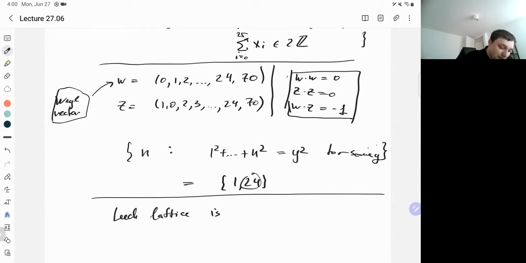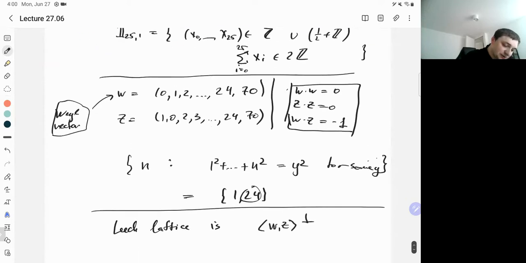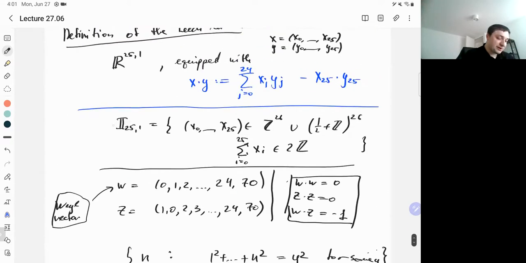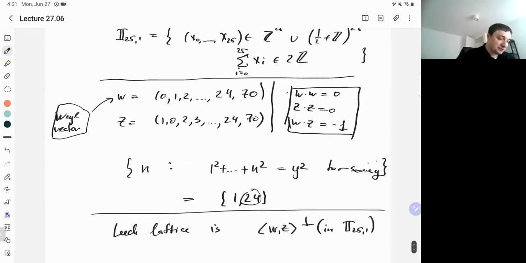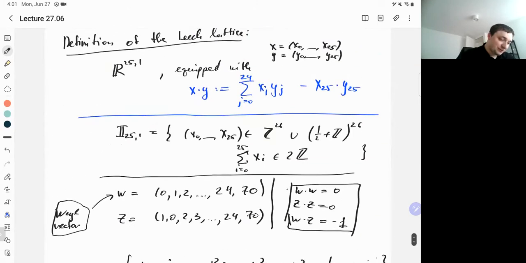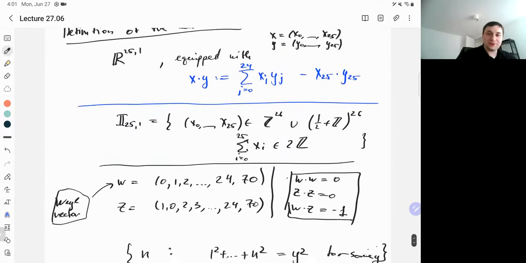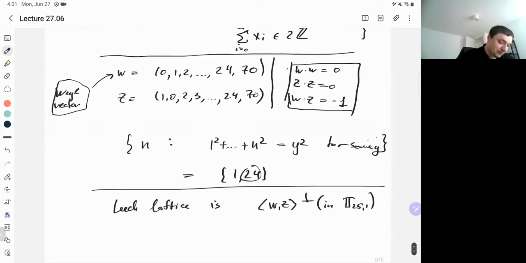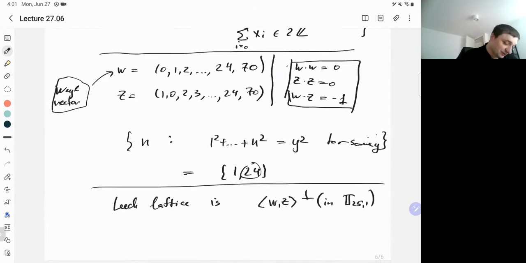The Leech lattice is the orthogonal complement of these two vectors. So you take every vector inside this Lorentzian lattice which is orthogonal, with respect to this Lorentzian inner product, to the vectors W and Z, and you restrict this non-positive definite inner product to that set, and it turns out that it is positive definite and actually defines the Leech lattice.